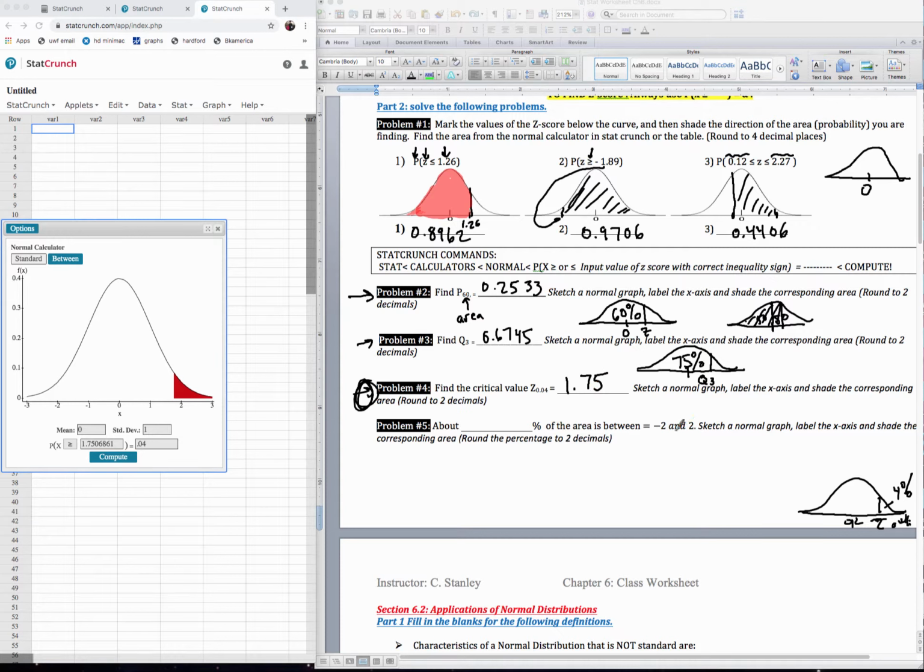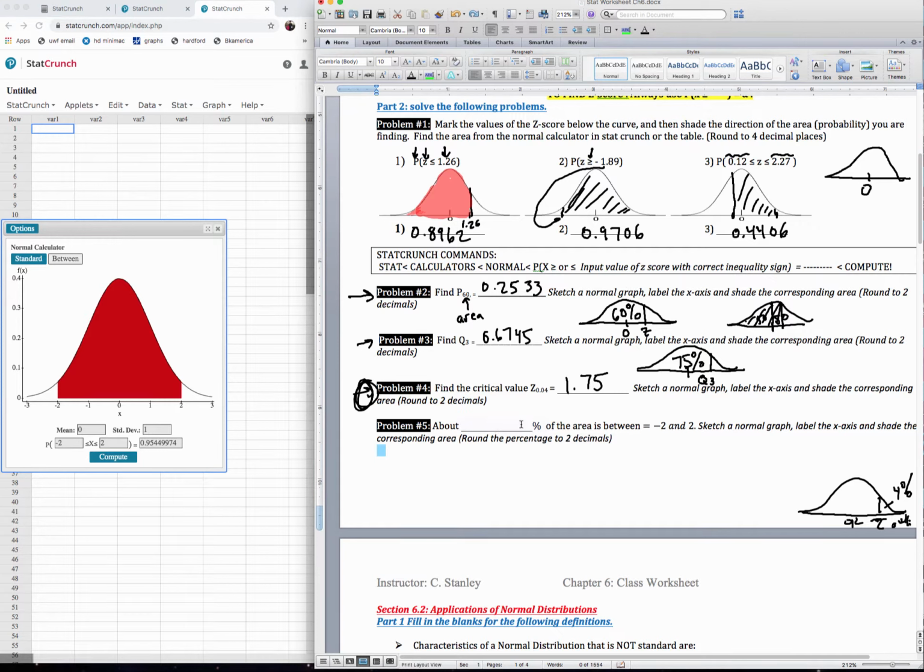Okay, now this is -2 and 2. What percent's between -2 and 2? Percent is area under the curve. So in this case we want to go between, and then just put in -2, and on this side we want to put in 2, and it should be around 95.95. So about 95% of z's are between this value and that value.